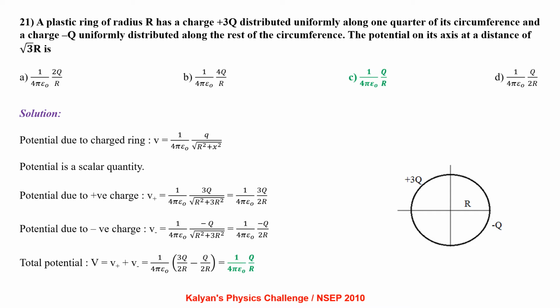So the potential due to positive charge is 1 by 4 pi epsilon naught 3q by 2r. Potential due to negative charge is 1 by 4 pi epsilon naught minus q by 2r. Upon adding them algebraically, we get the net potential to be 1 by 4 pi epsilon naught q by r.